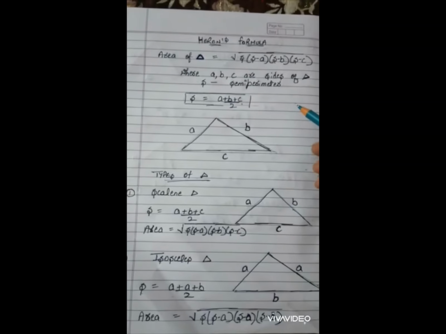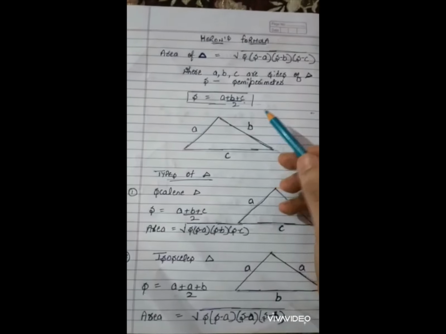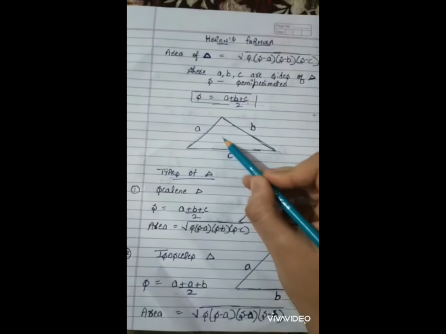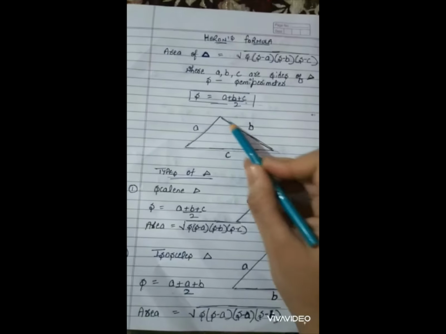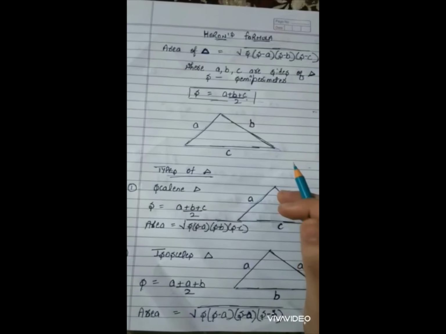Now let's talk about triangles. What is a triangle? A triangle is a closed figure having 3 sides, 3 vertices and 3 angles. There are basically 4 types of triangle.